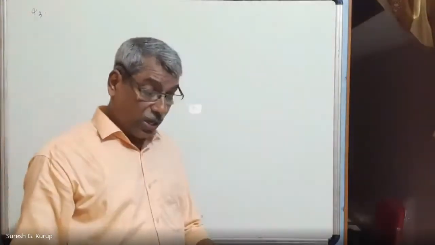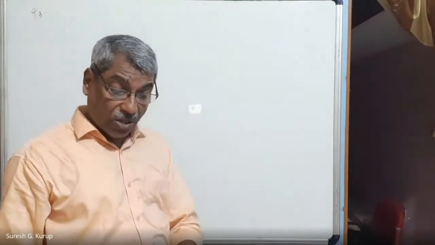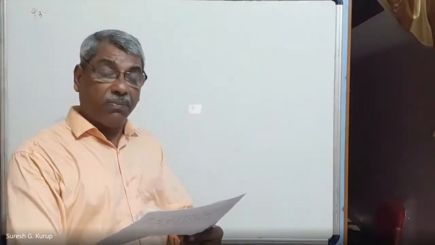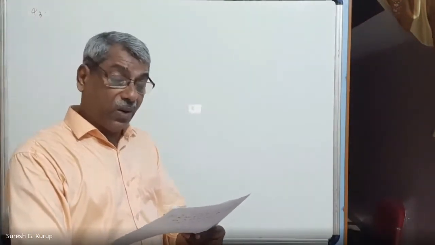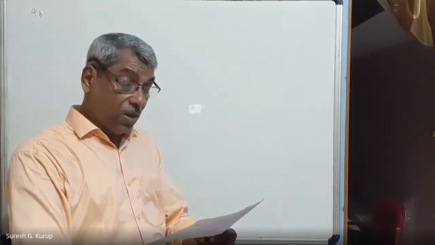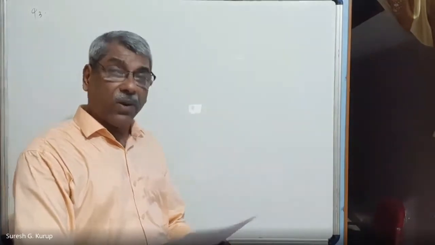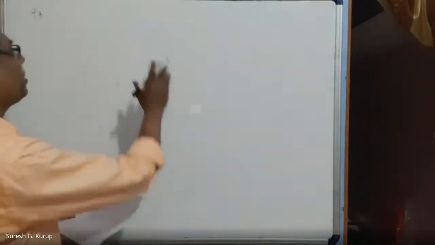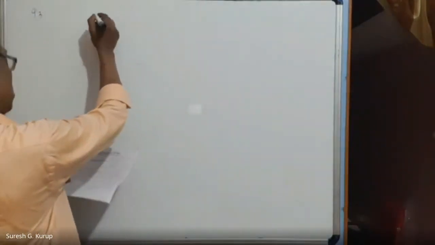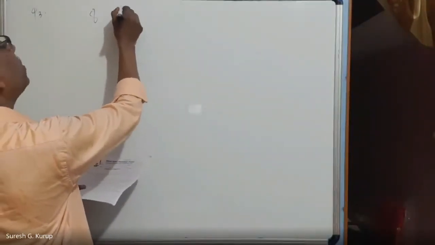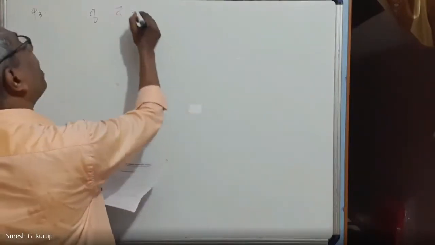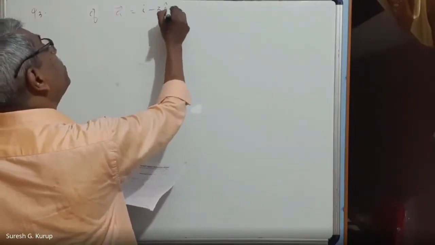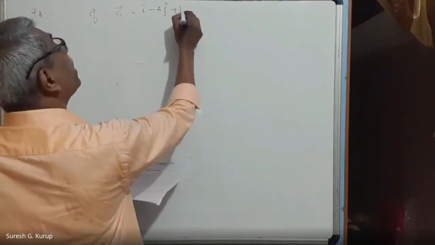Question 3 is this one. Vector A is equal to i cap minus 2j cap plus k cap, and vector B is equal to 2i plus j minus k. We wish to calculate A dot B. That's also a very simple question, right? So this question, vector A is equal to i minus 2j plus k.